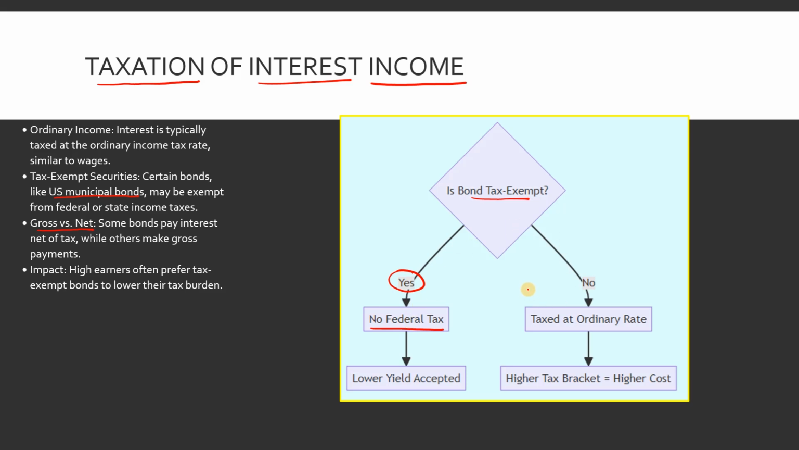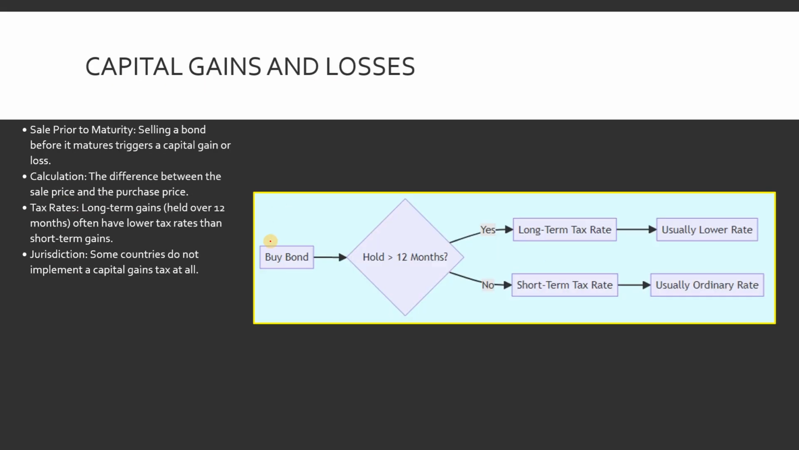Capital gains and losses. When you trade a bond prior to its maturity, you trigger a capital gain or loss. This is calculated as the simple difference between your sale price and your original purchase price. Tax authorities often distinguish between short-term and long-term gains. In many countries, if you hold the bond for more than 12 months, you qualify for a much lower tax rate on your profits. Some global jurisdictions even choose not to implement a capital gains tax at all.